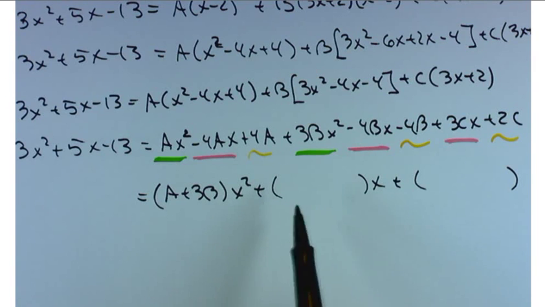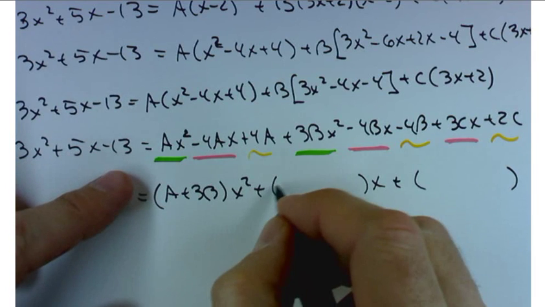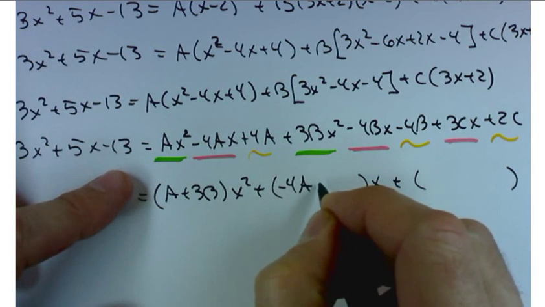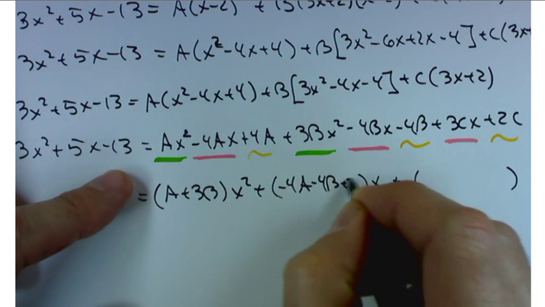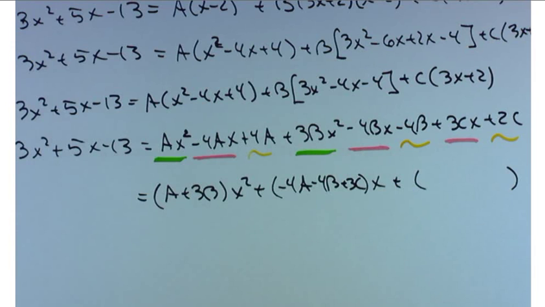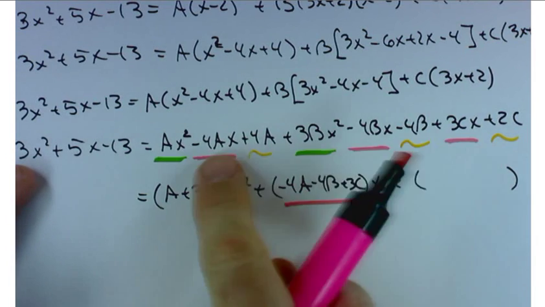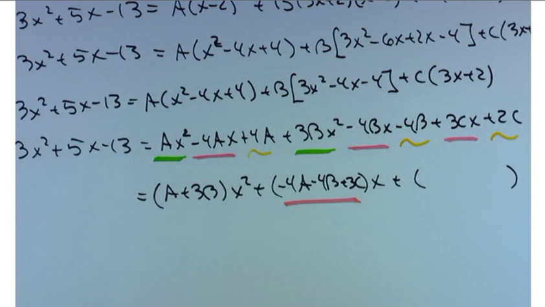Any volunteers to tell me what's in this middle parenthesis? Negative 4a minus 4b plus 3c. Good. Does everyone see where those numbers are coming from? These are all your coefficients of x. Here's all your coefficients for x squared. And the last one, what's left over, those are just your constant terms.